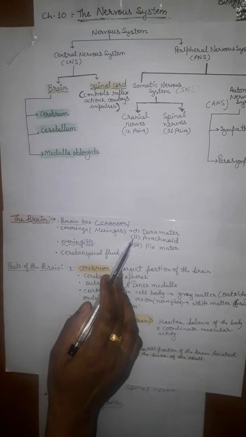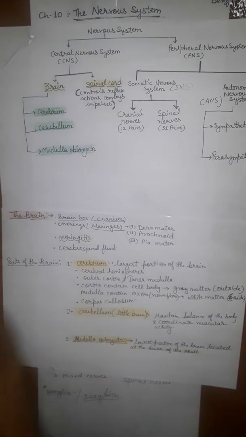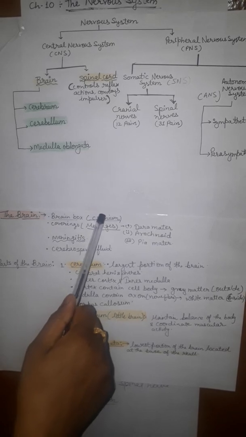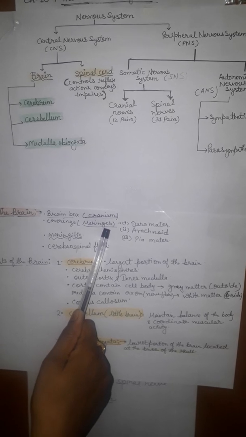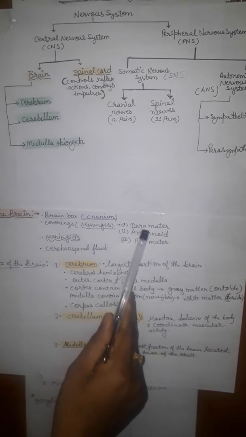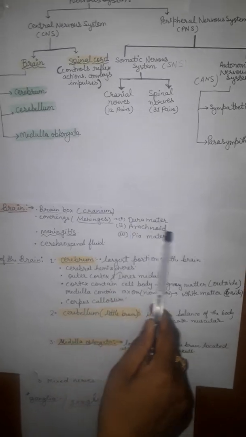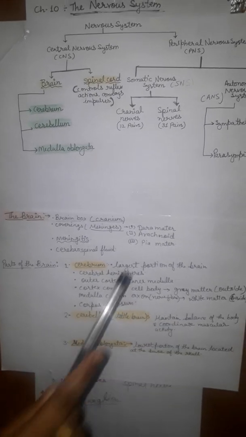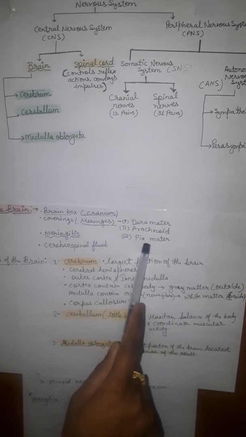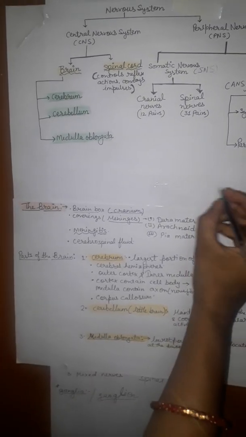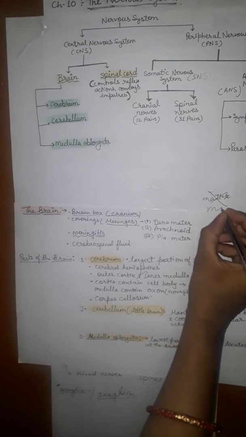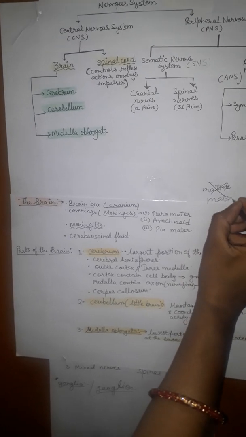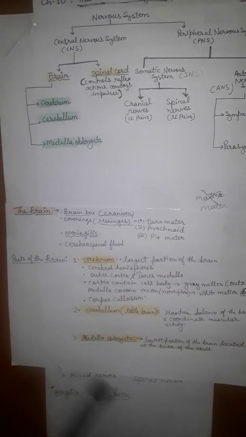Now the coverings. The brain is protected by three membranous coverings, collectively called meninges, which continue backwards on the spinal cord. The first covering is the dura mater, the second is the arachnoid, and the third is the pia mater. Note that it is spelled M-A-T-E-R, mater, not matter.